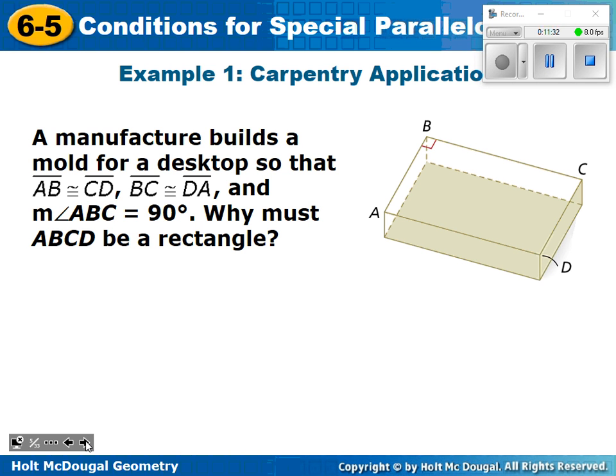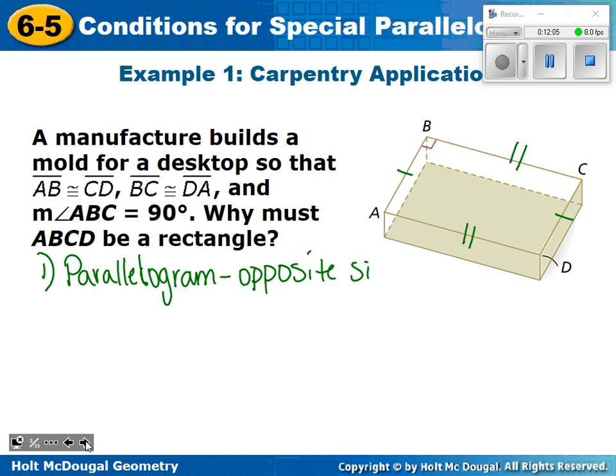So let's start with the things they gave us, and let's mark our picture. AB is congruent to CD, and BC is congruent to DA. And then they tell us ABC is a right angle, 90 degrees, and they've already marked it. So based off that information, how do we know it's a parallelogram? Okay, so then on your paper, you could write down first, it's a parallelogram because of the property opposite sides are congruent.